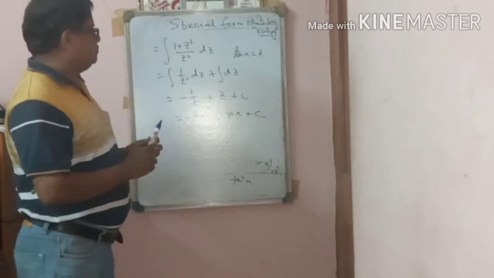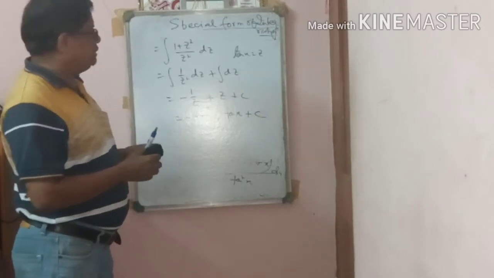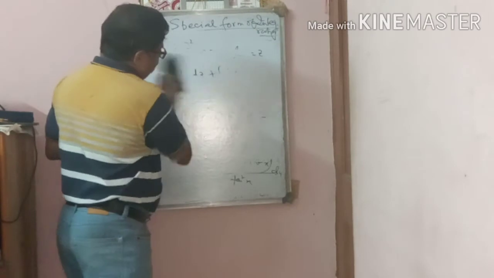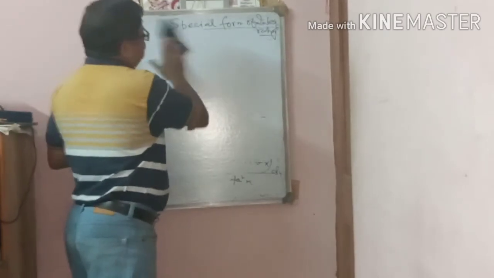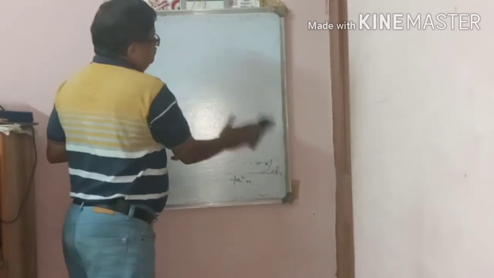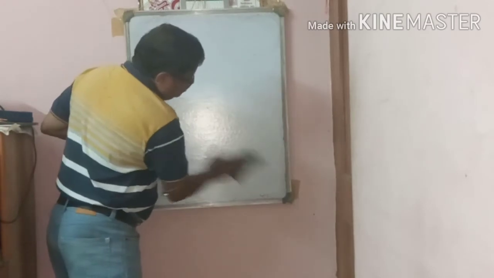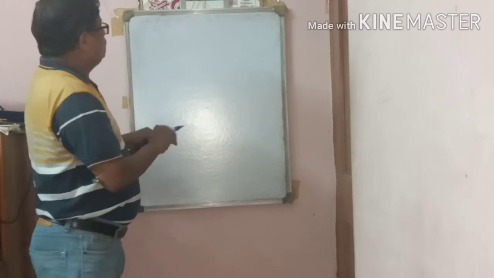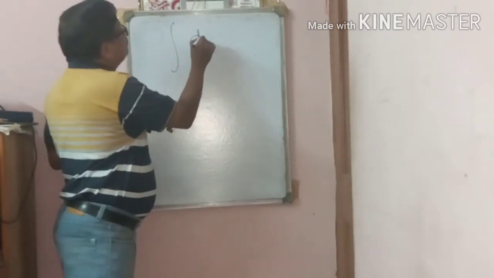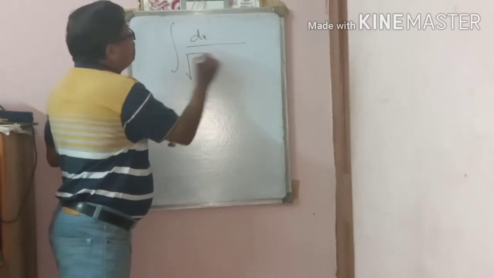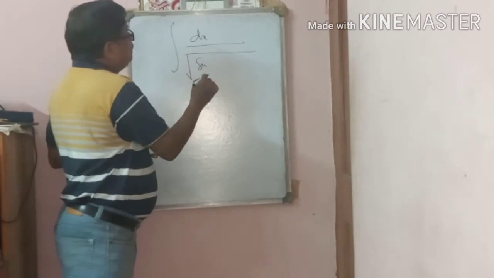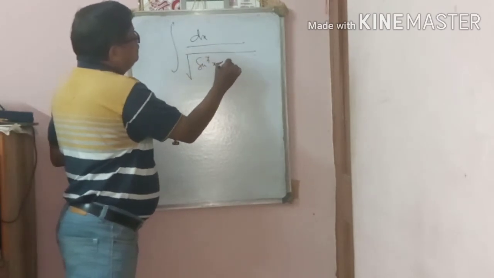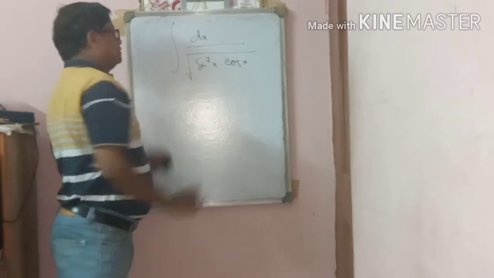Again I am giving one sum. This sum was easy. Next, suppose the integration of dx by root under sin to the power 7x into cos x.